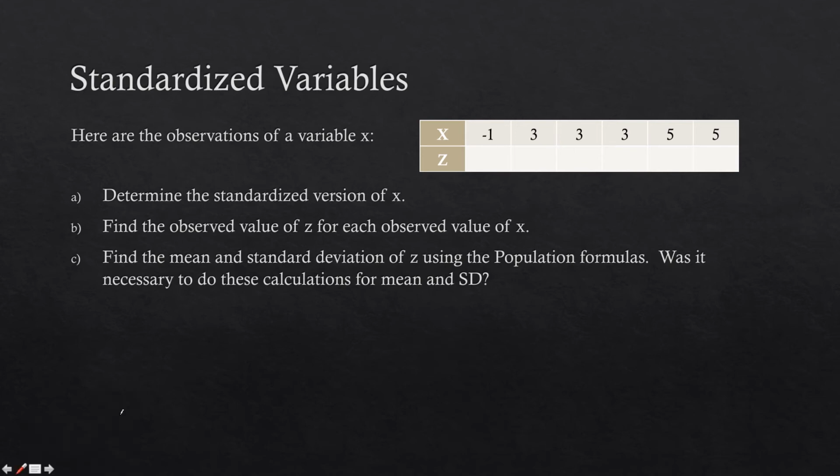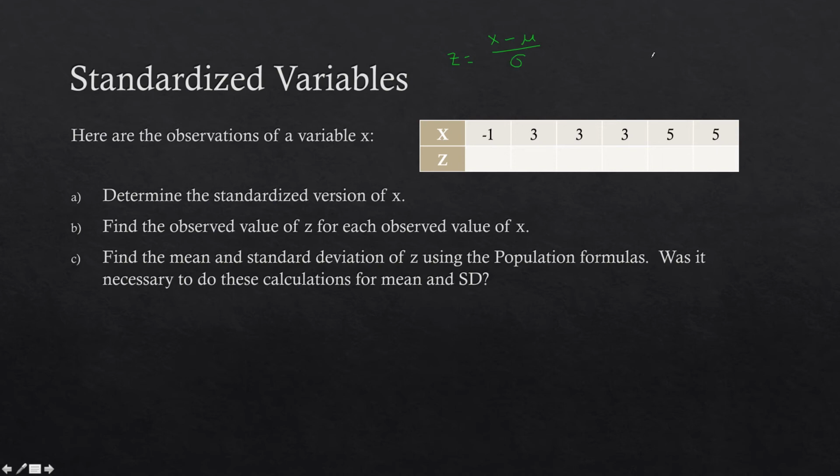And letter A says determine the standardized version of X. So remember what the standardized version is. This is the standardized version, but we need to determine it more appropriately. So what I mean by more appropriately is we need to figure out what our mean is and what our standard deviation is. What is the mean? What is the standard deviation?